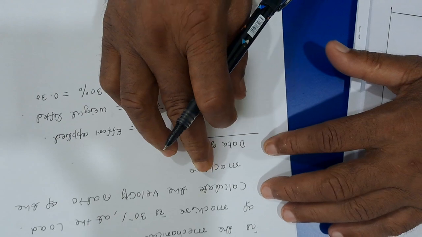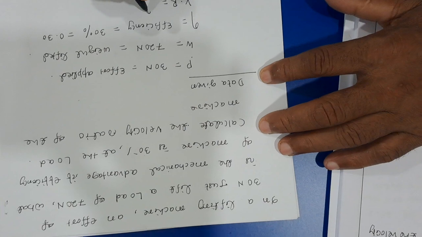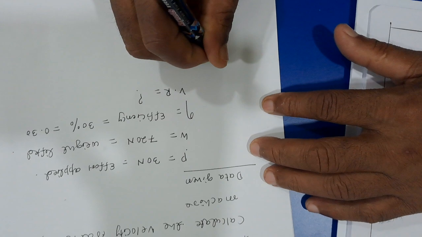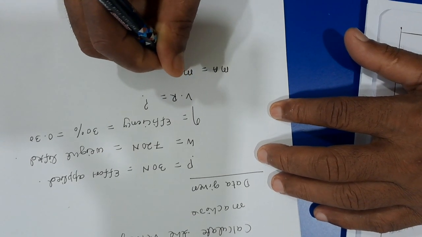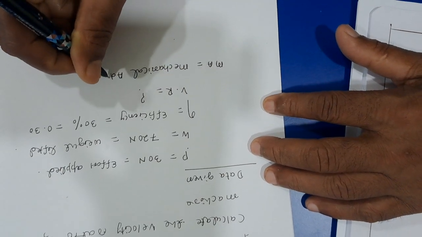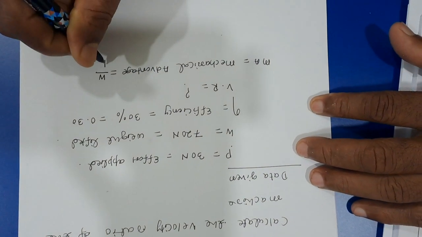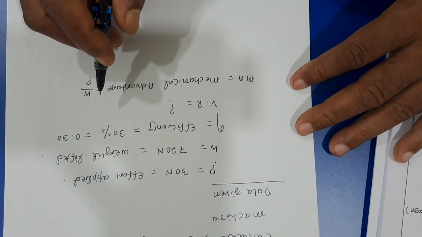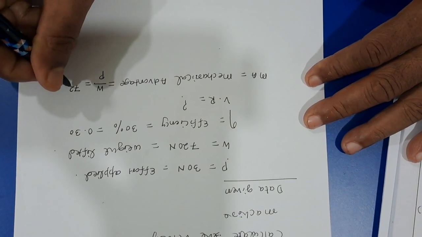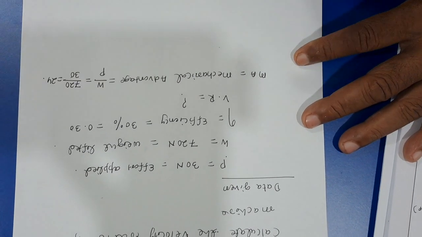Calculate the velocity ratio of the machine. VR is to be calculated. Now you know that MA is equal to mechanical advantage. Mechanical advantage is equal to W by P. W is equal to weight lifted, P is equal to effort applied. After putting the value, 720 divided by 30 is equal to 24.